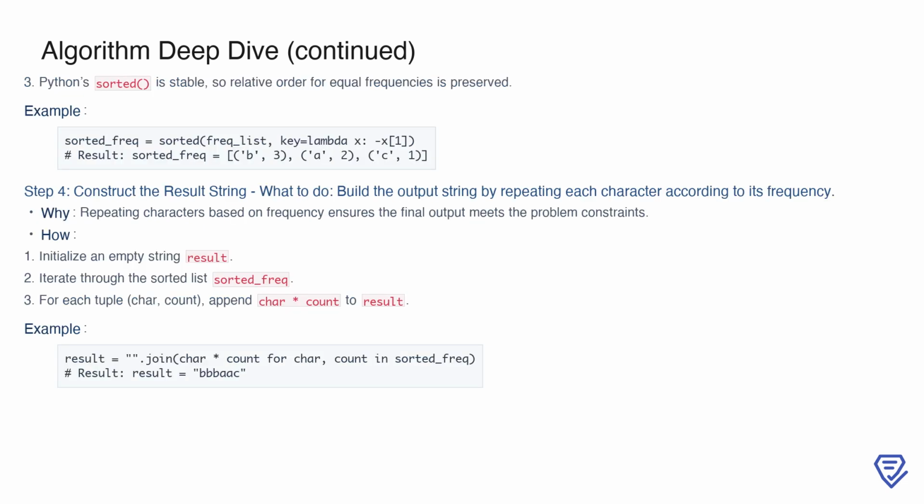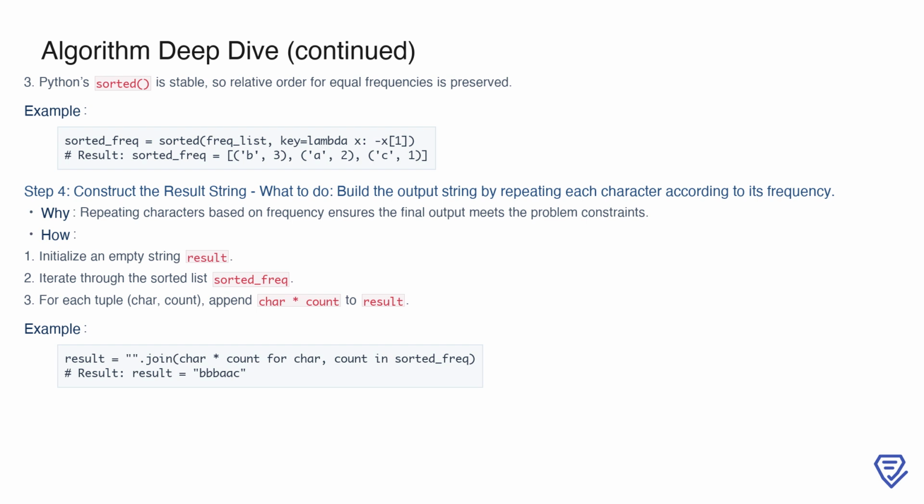Python's sorted function is stable by design, meaning that when two elements have the same sorting key, their relative order from the input is preserved. This property is particularly useful for our problem, as it ensures that characters with equal frequencies maintain their original order from the input string. After sorting the frequency list, we can move on to constructing the result string.